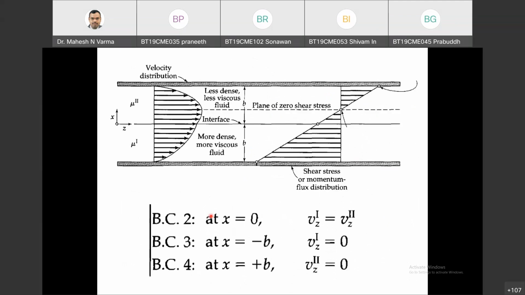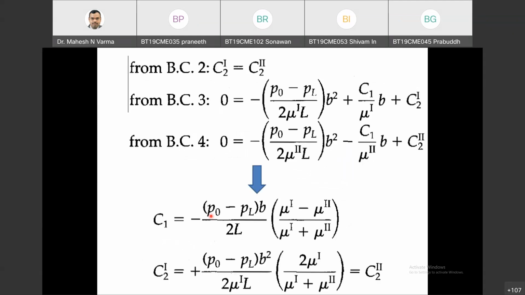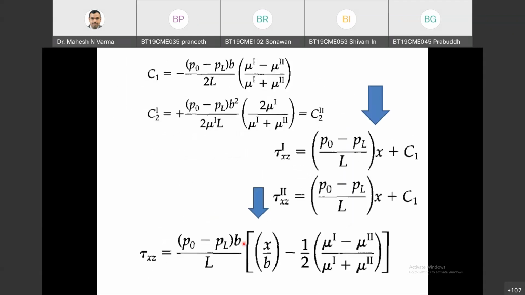I guess it will be tau 1. No, tau 2. For the upper plate, it is tau 2 into area. The area will be b into W. So where will you estimate this tau 2? At x equals b. So estimate tau at x equals b.